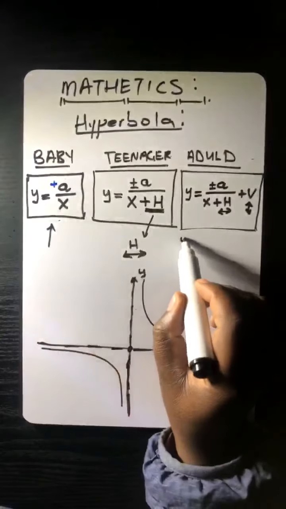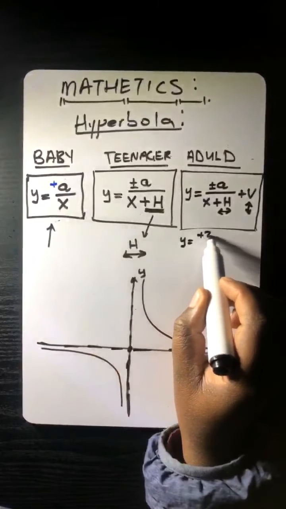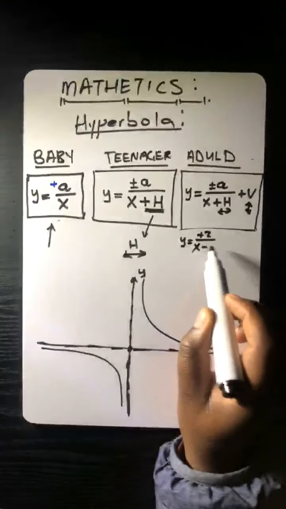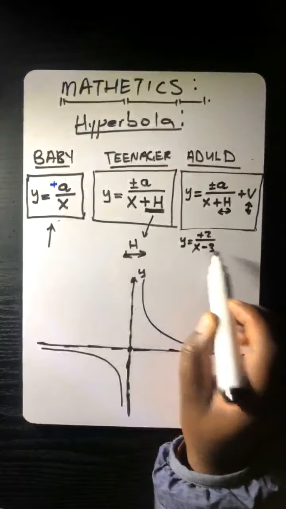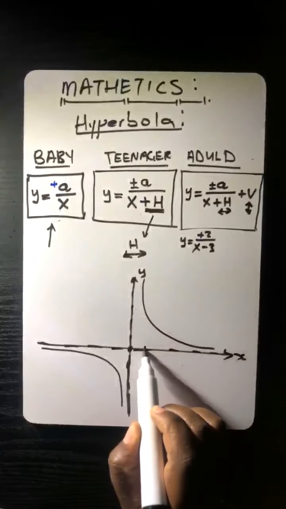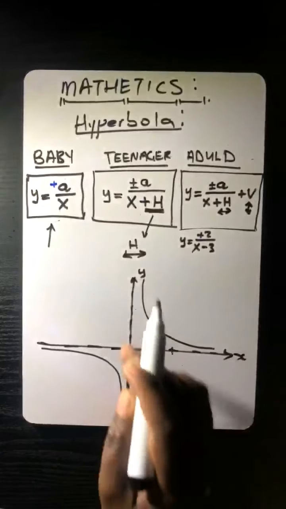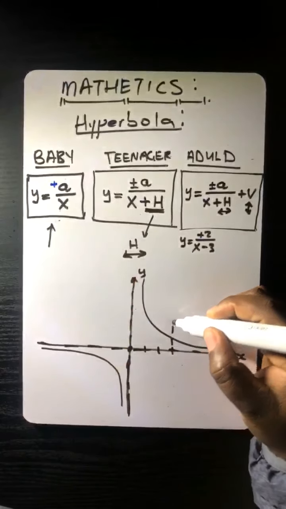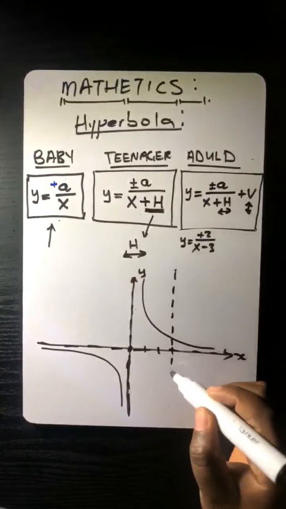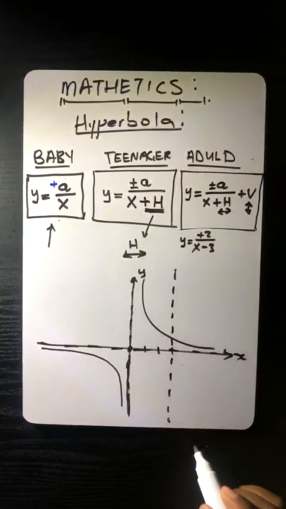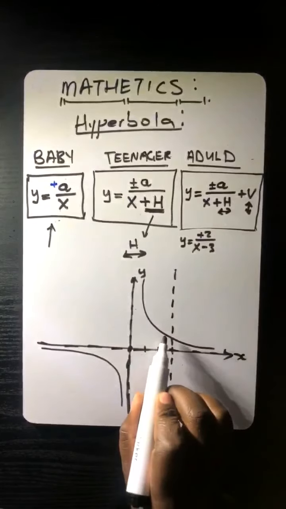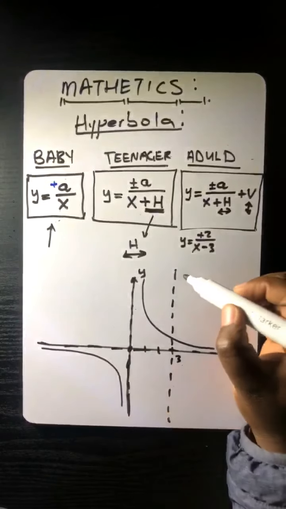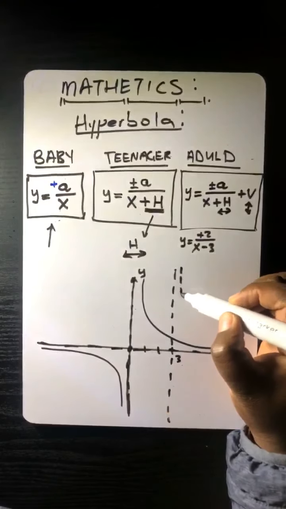Let's say maybe we had y equals positive 2 over x. Now, if we move it to the right, you remember we said there it is negative, and then we can say 3. Then it is going to move 1, 2, 3. So can you see? It is that vertical asymptote that moves by 3 units to the right. Can you see?